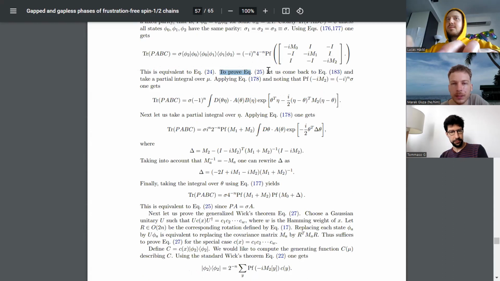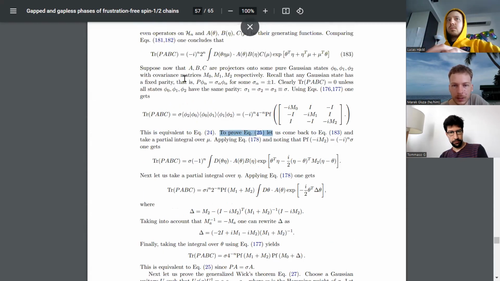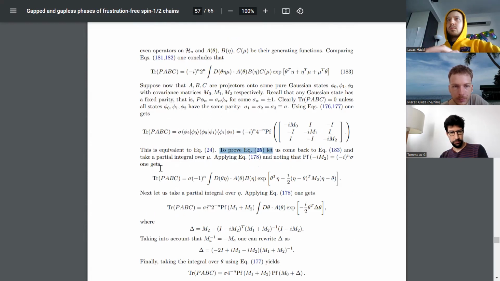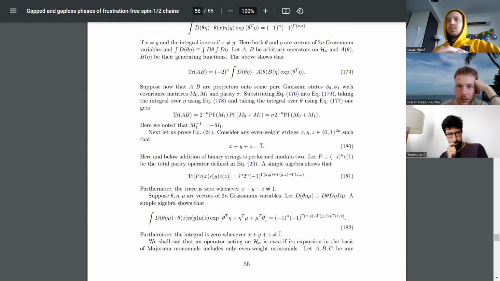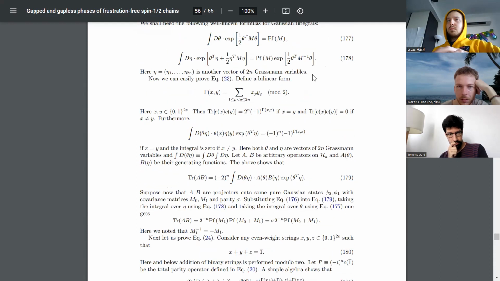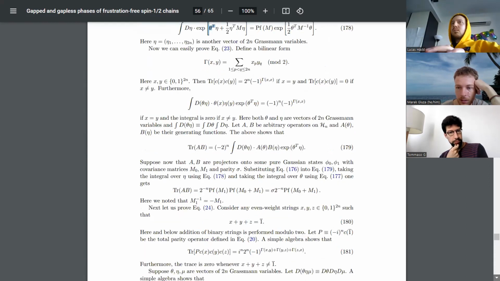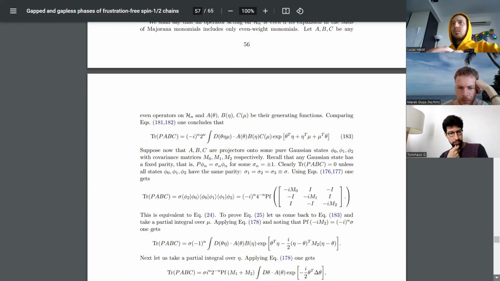So now equation 25, we go back to 183. So we get this. And you don't integrate everything over mu here. That's what they say. 178 is just this thing that I was explaining with m to the power -1. I think, yeah, I was right. So it's a partial Gaussian integral. There's still this variable here.